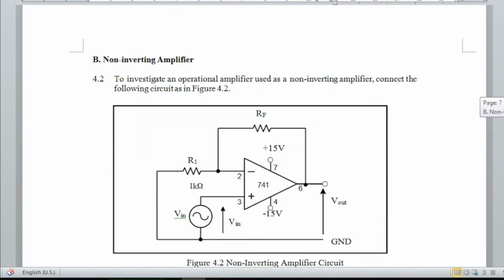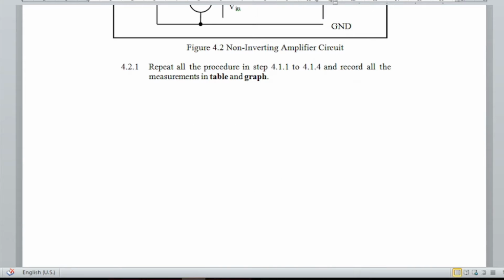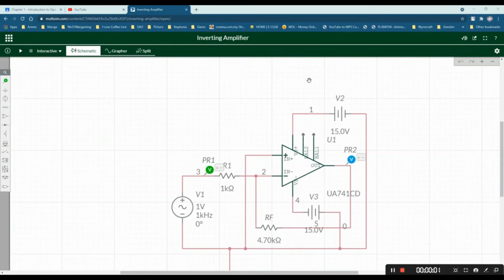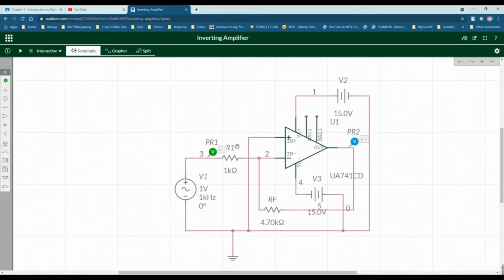Next is the non-inverting amplifier. The same as just now, it is to investigate the operational amplifier used as a non-inverting amplifier. Connect the following circuit as in figure 4.2 and repeat all the procedures in steps 4.11 to 4.14. For the inverting amplifier, the input signal is connected to the inverting input of the op-amp. The input is here and the output is located here.